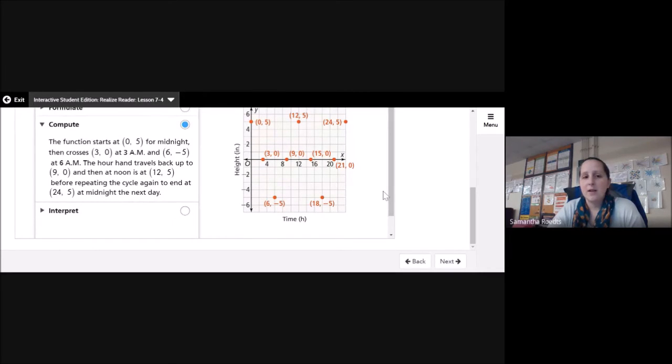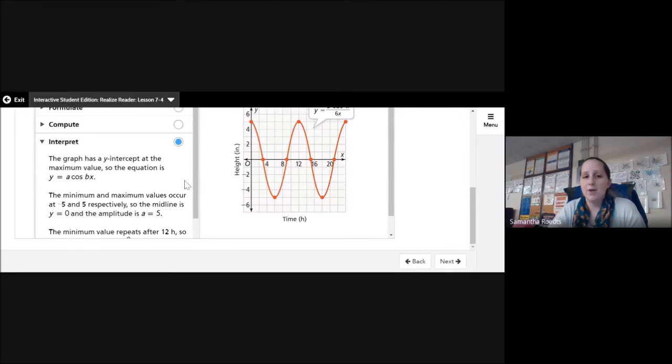Now I compute. The function starts at (0, 5) for midnight, then crosses (3, 0) at 3 a.m. and (6, -5) at 6 a.m. The hour hand travels back up to (9, 0), and then at noon is at (12, 5), before repeating the cycle again to end at (24, 5) at midnight the next day. So you can see the cycle. This is going to start to form a function.